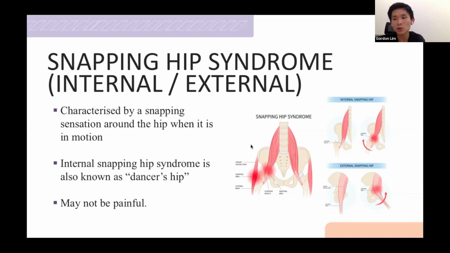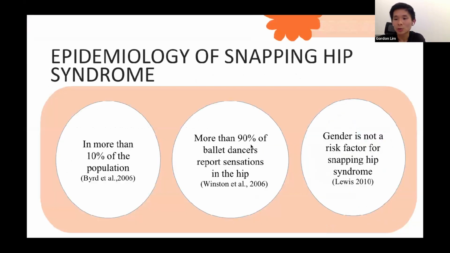This happens when the iliopsoas tendon, which is the tendon of our hip flexors, is snapping over a bony prominence of the pelvis. It is important to note, though, that snapping hip syndrome can be pain-free. Bird et al. 2006 found that snapping hip happens to about 10% of the population.